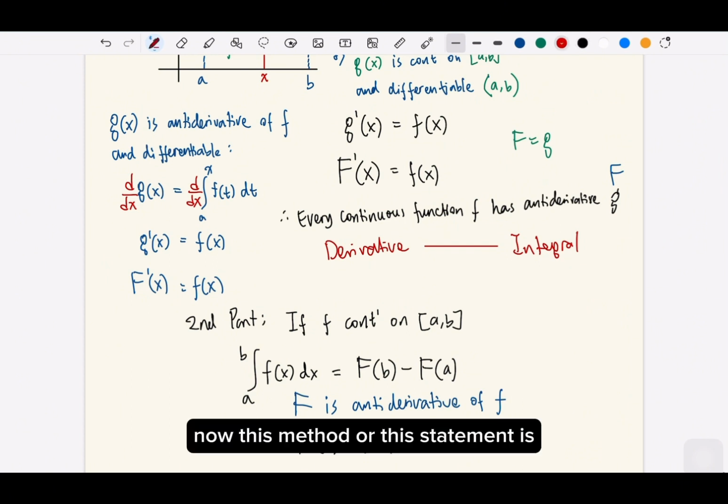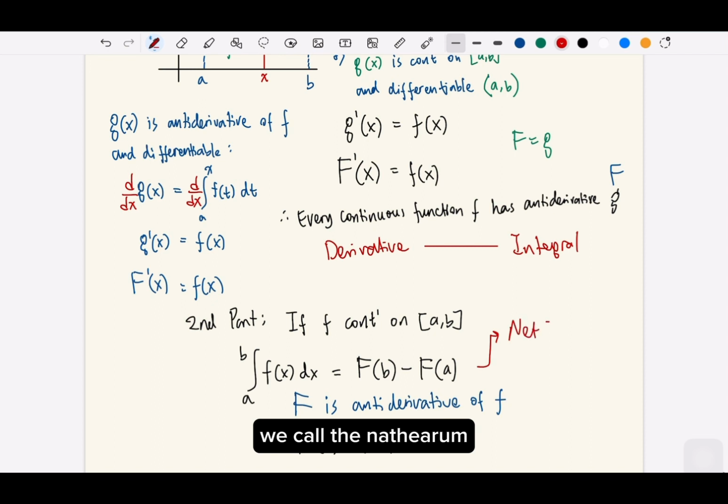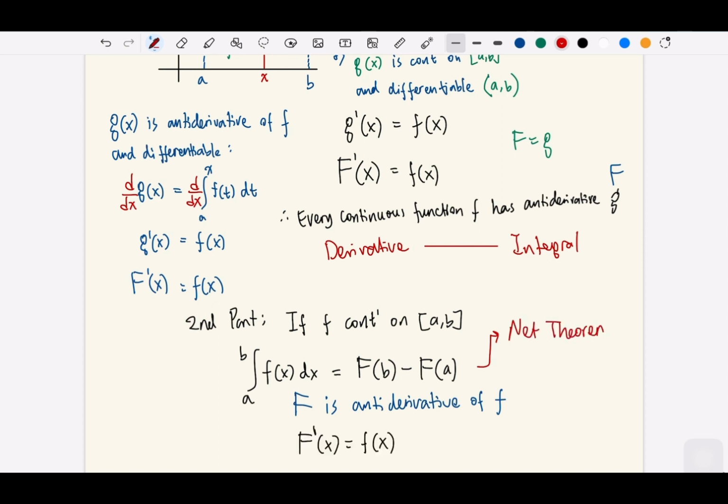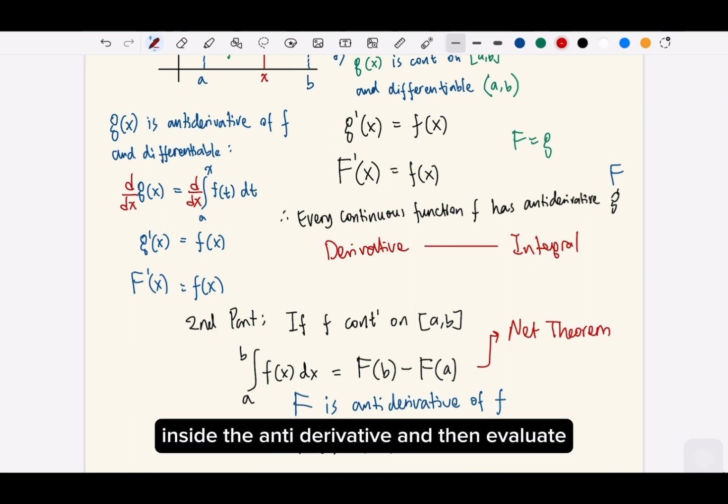Now this method or this statement is what we call the net theorem. So basically we are taking the numbers inside the antiderivative and then evaluating them.